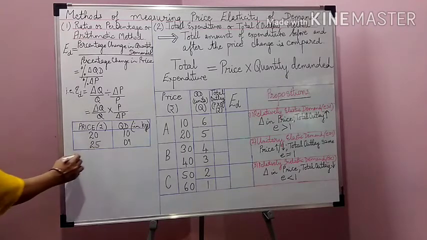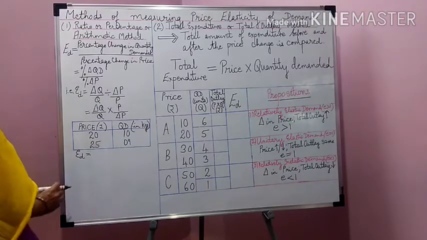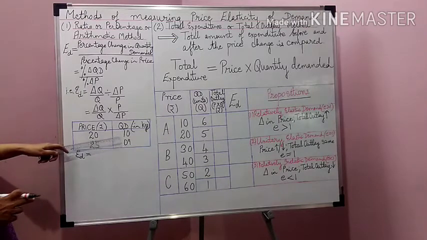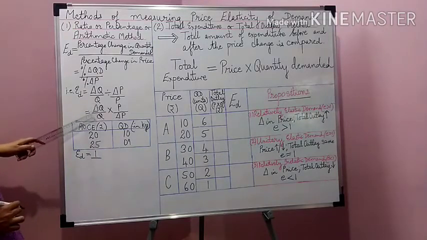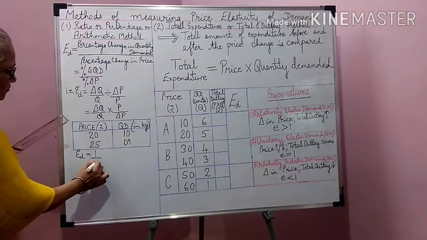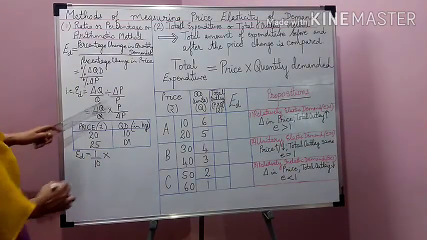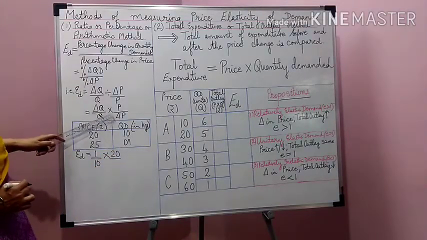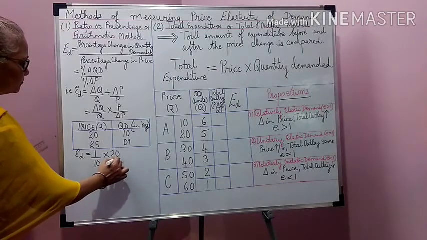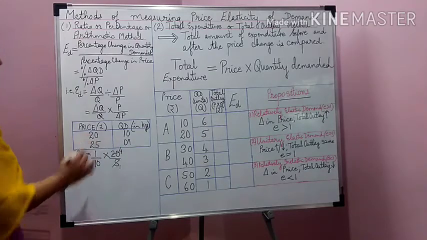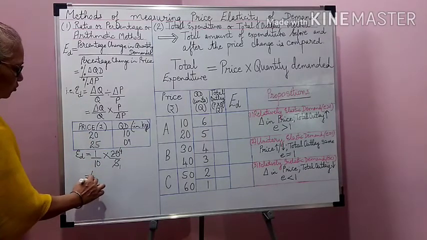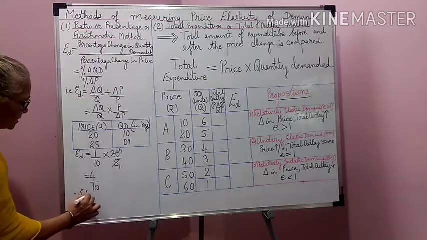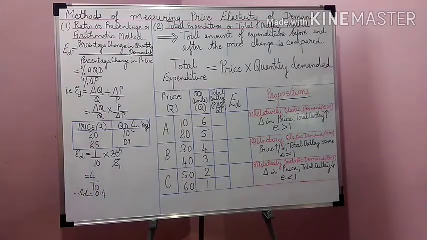Let us substitute. Elasticity of demand equals, what is the change in quantity demanded? 10 and 9. What is the change? 1 kg. 1 upon original quantity is 10, multiplied by what is original price? 20, upon change in price. What is the change in price? 5. 5 ones are 5, 4s are 20. So equals 4 upon 10. Therefore, elasticity of demand is equal to 0.4.